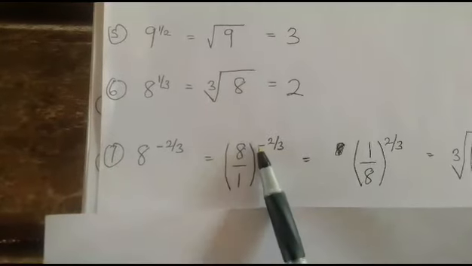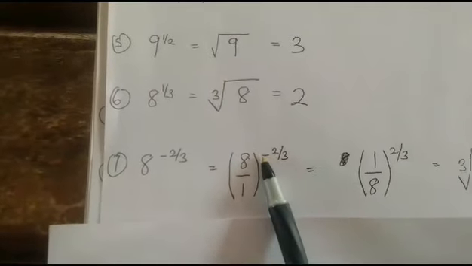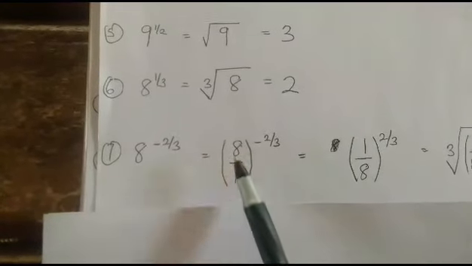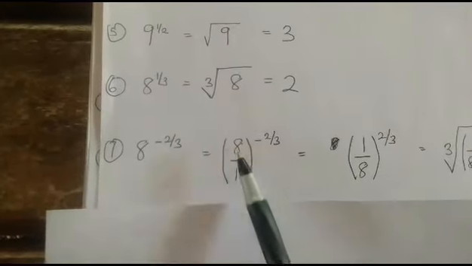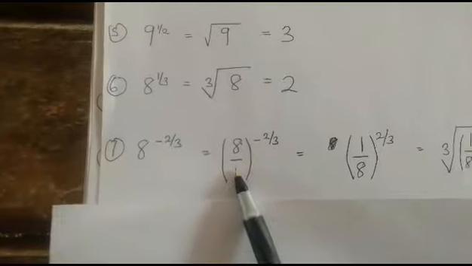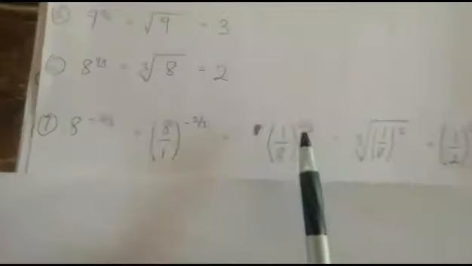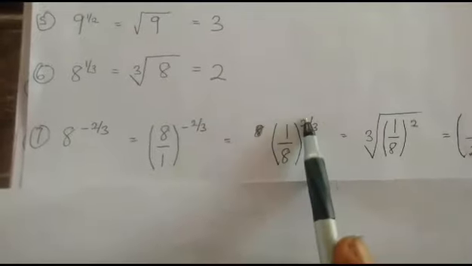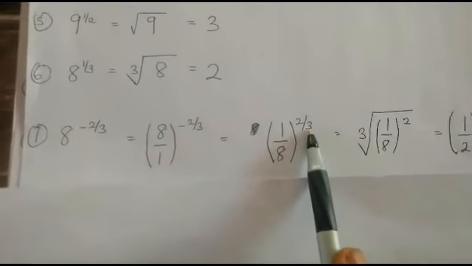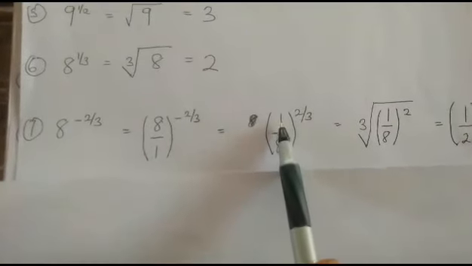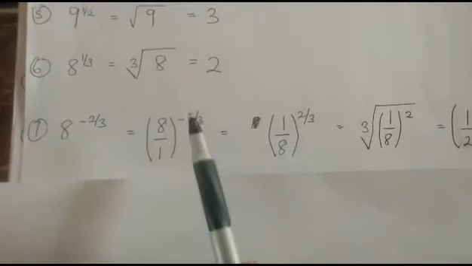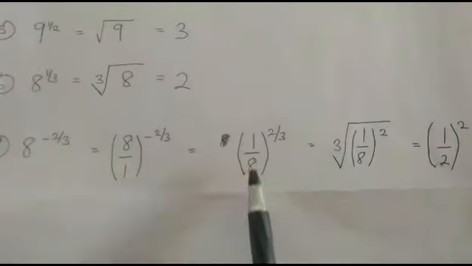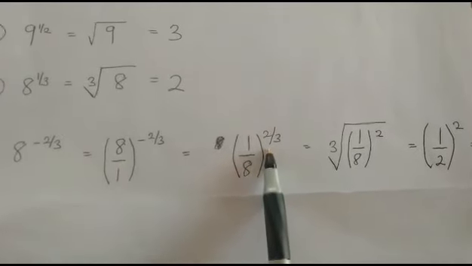Now you know that to change this negative power to positive power, you are going to turn this upside down. You look for the reciprocal of 8 over 1. The reciprocal of 8 over 1 gives you 1 over 8, raised to the power of 2 over 3. So by looking for the reciprocal, we remove this negative power. We now have 1 over 8 raised to the power of 2 over 3.